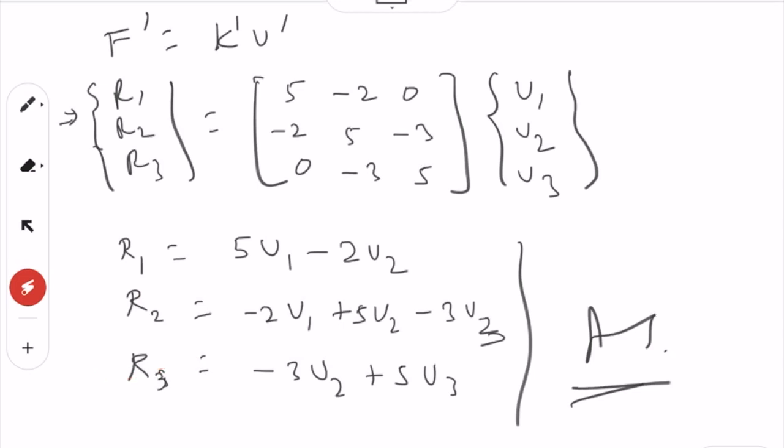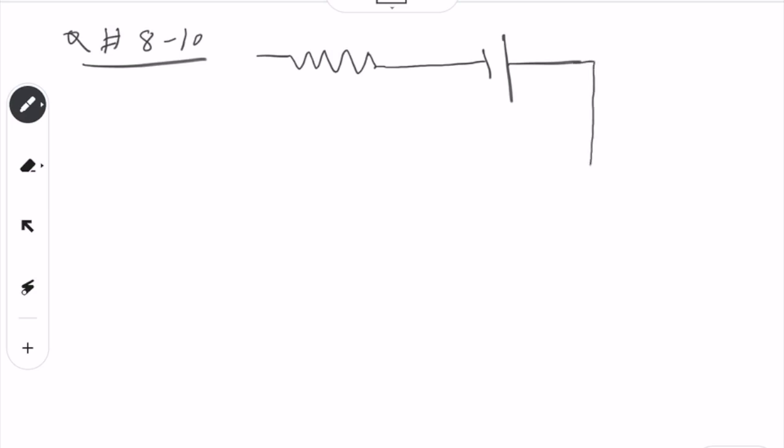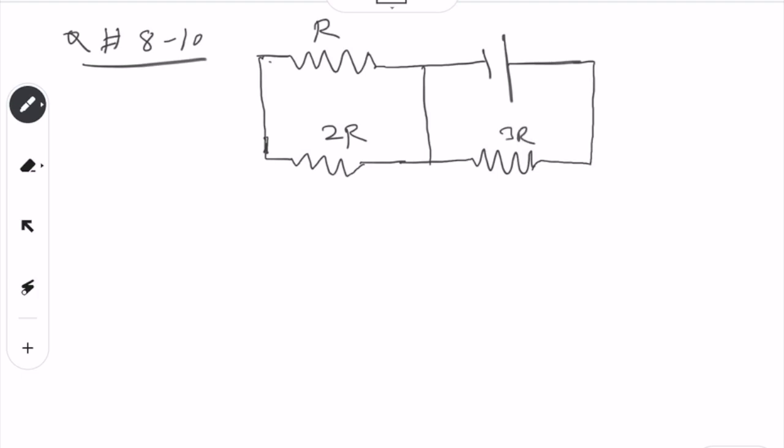Now, the next question is question number 8 to 10, and this is for the electrical circuit given, and the circuit is like this one. So, we have R here, 2R, this is 3R, this is E given here, and we have this another electric cell here. So, this is like this, okay, this is the E here also.